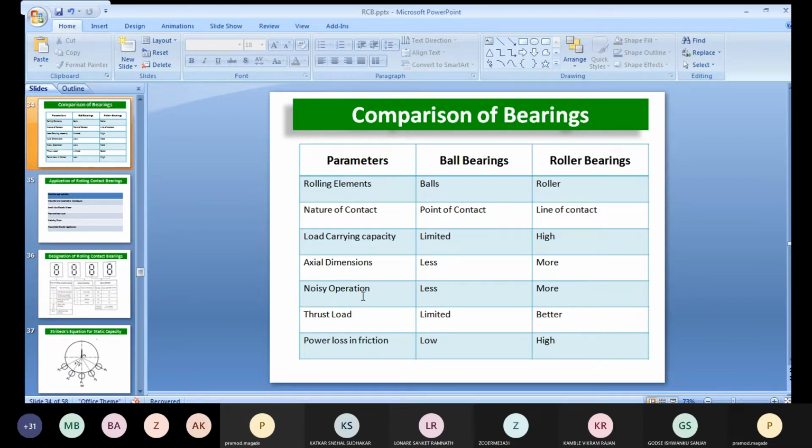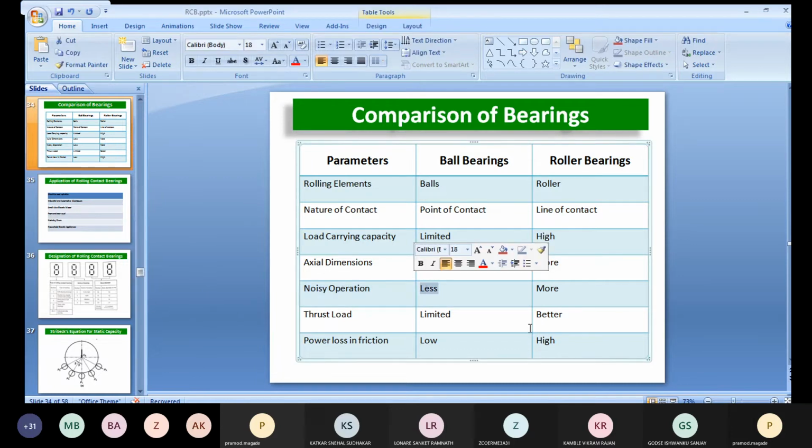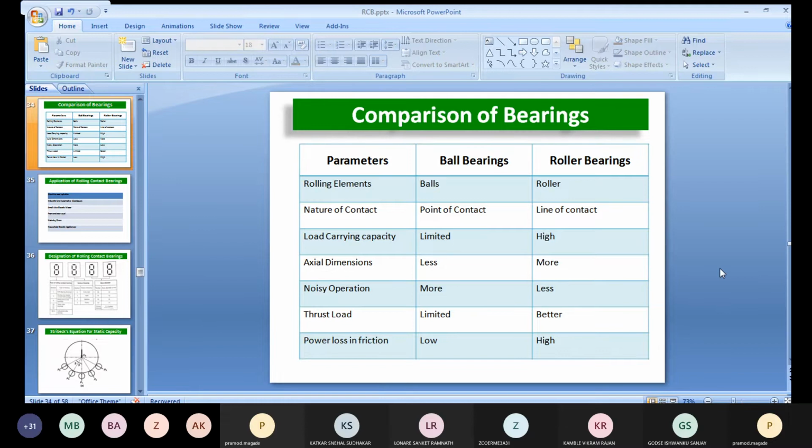Then next point, noisy operation. Noisy operation इथं उलट झाले बरं का. So for ball bearing, noisy operation more, and here it is less, because proper area or line of contact will be maintained by the structure. So noisy operation, in case of the ball bearing, it will create vibrations, more noisy operation as compared to roller bearing. Then thrust load.